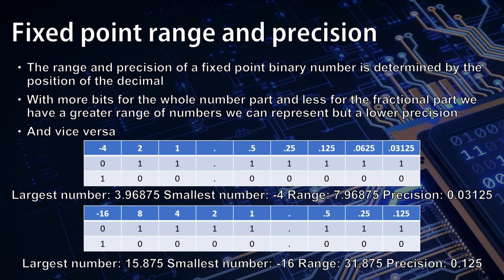However, if we use 5 bits for the whole number part and 3 bits for the decimal part, now the biggest number that we can make is 15.875 and the smallest is -16, a range of 31.875, much bigger than before. However, the precision is now down to the nearest 0.125, which is not as accurate.